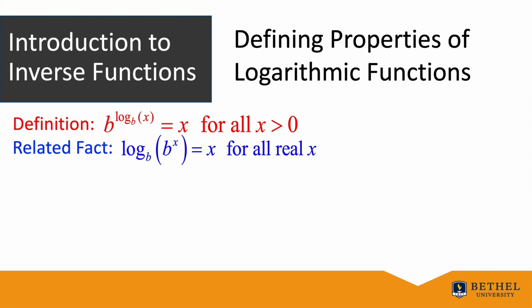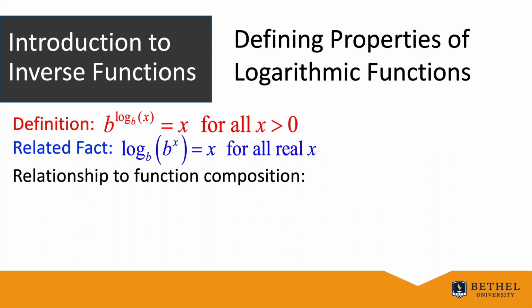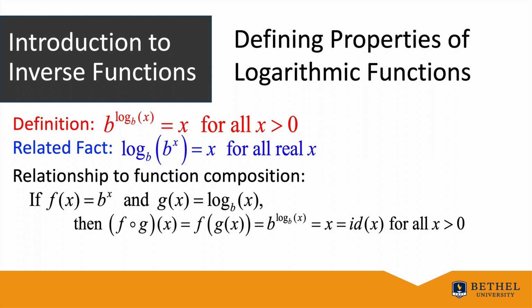Log base b of b to the x equals x for all real x. Why? Because x is the power to raise b to get b to the x. Let's relate this to function composition as we learned about in lesson 1.3. If f of x equals b to the x and g of x equals log base b of x, then the definition in red says that f composed g of x equals f of g of x equals b to the log base b of x equals x for all positive x. I'm also labeling this id of x, meaning identity function of x. This is the function that takes an input x and gives you the same number as output.